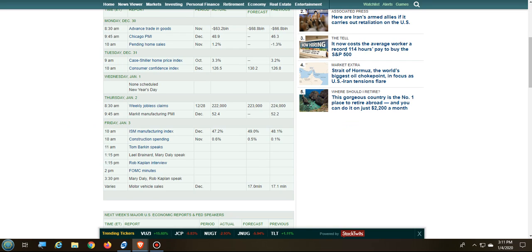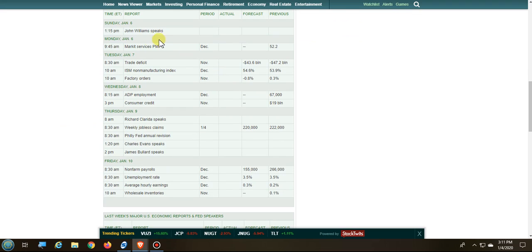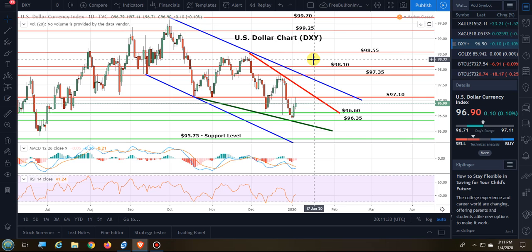Now in the week ahead, we have some important things coming up. We have market services PMI, which will likely have some weight on the dollar, as well as factory orders. And on top of that, we have the non-farm payroll coming out this coming Friday, and that will likely weigh on the dollar as well. So those are things that you want to pay attention to as far as how the dollar will move. Like I said, this is a positive pattern.